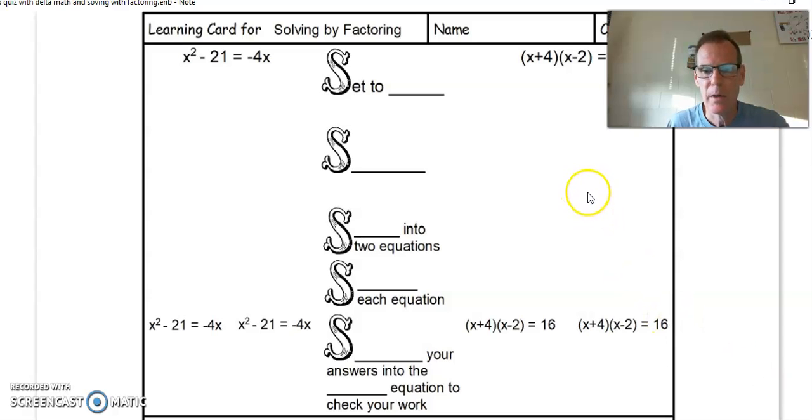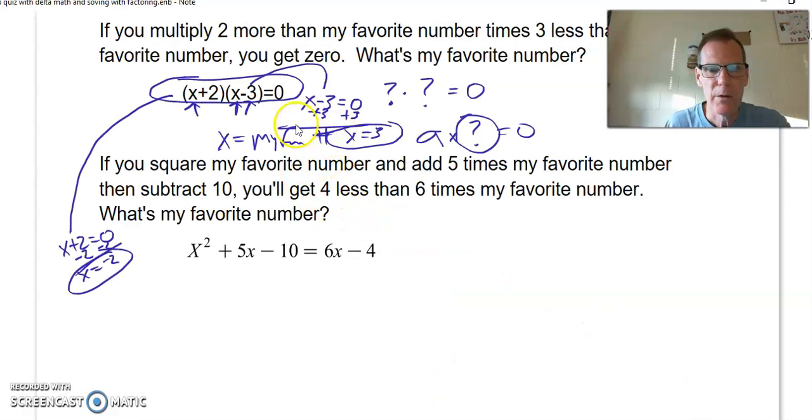We're not ready for that learning card yet. All right, we're going to break it up and set it to 0.